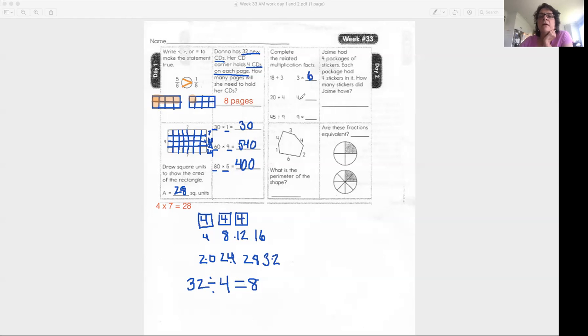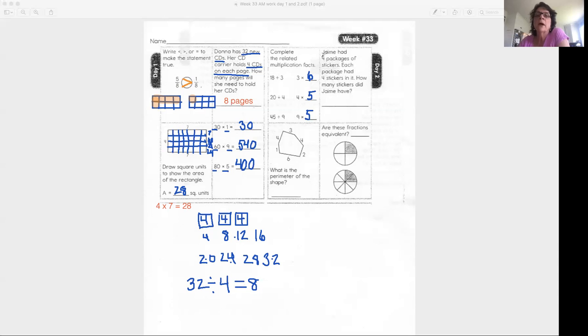20 divided by 4 is 4 times what equals 20. I'm looking for an unknown factor. So I can skip count by 4 till I get to 20: 4, 8, 12, 16, 20. My answer is 5. And then the last one, 45 divided by 9 equals what? I can say to myself, 9 times what equals 45? So I can skip count by 9 until I get to 45: 9, 18, 27, 36, 45. My answer would be 5 there. So remember, with division, you're looking for an unknown factor, and that's why multiplication and division are so closely related.